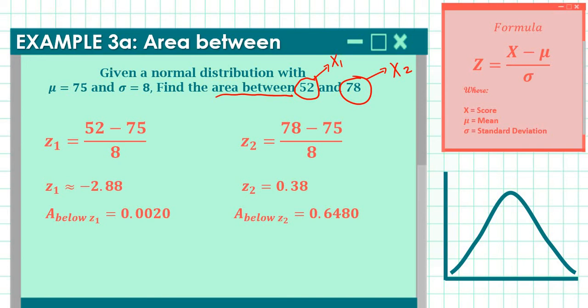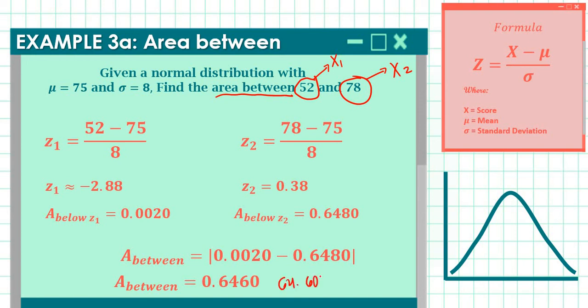And again, the formula to solve for the area between is simply the absolute value of their difference. So if we get the absolute value of the difference, we'll get 64.60% in percent form, or in decimal, that should be 0.6460.